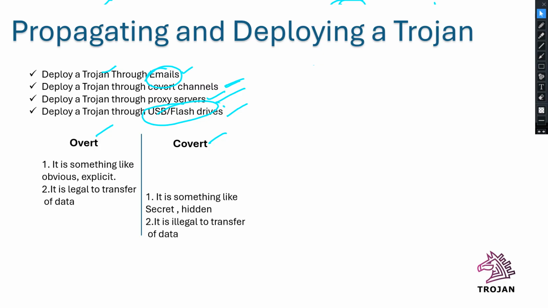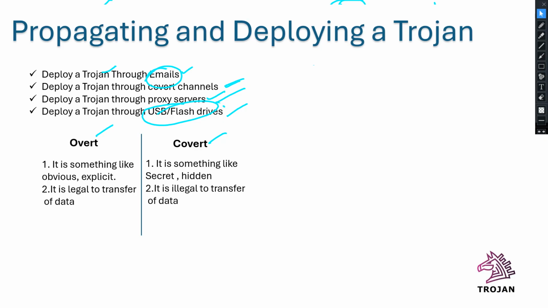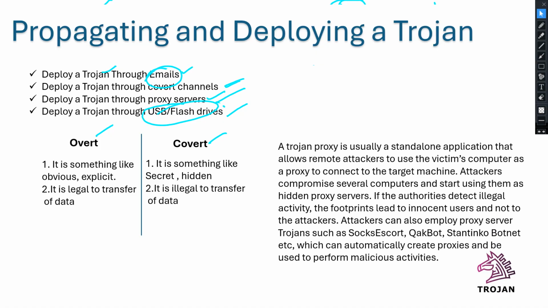But covert is something secret or hidden. It is hidden somewhere and it is illegal to transfer. Like we have Trojans, these are illegal to transfer. There are some channels through which you can transfer the data if it is a covert channel. These are illegal, right? It's very clear. Okay, perfect. The next point is, what are proxy servers?